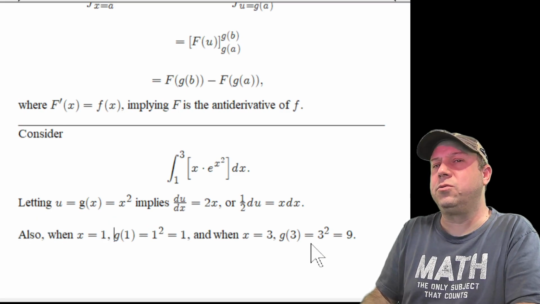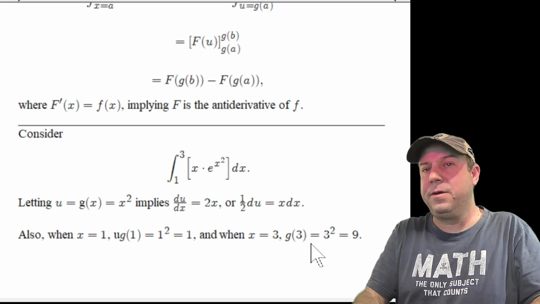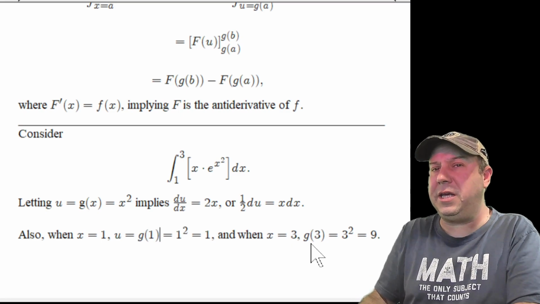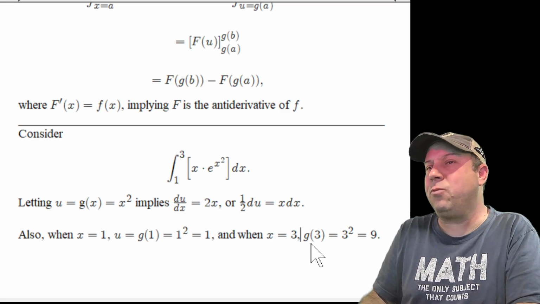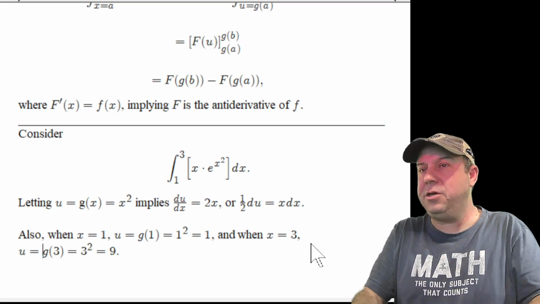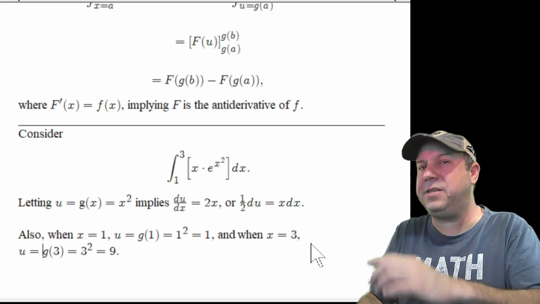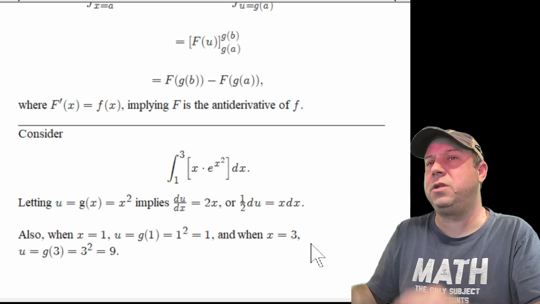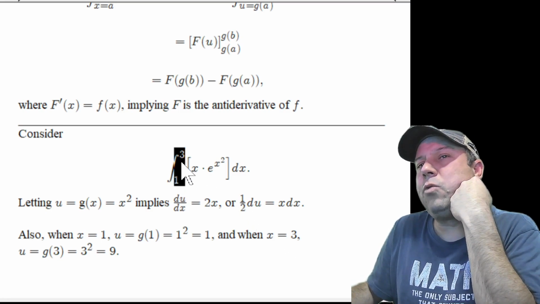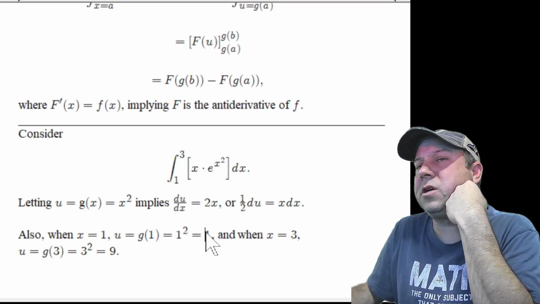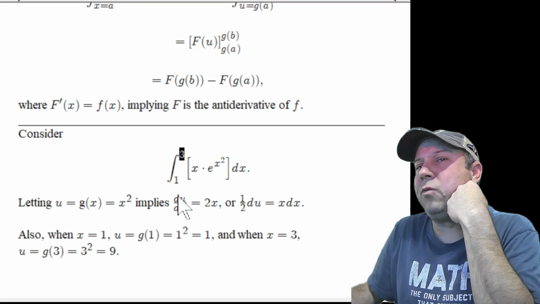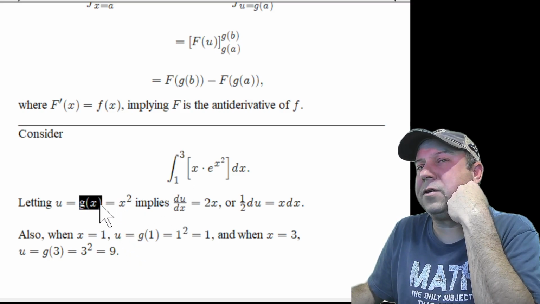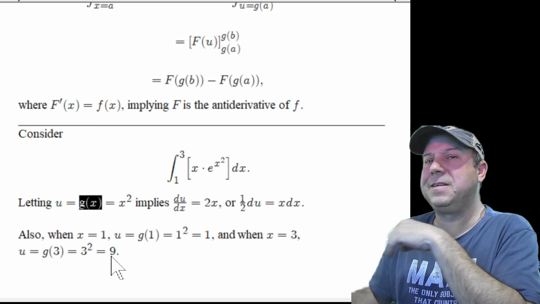Also, when x equals 1, we might point out u is going to equal g at 1, which is 1 squared, also equal to 1. And when x equals 3, u is going to equal g at 3, which is 3 squared, which will equal 9. And when we go to adjust these boundaries, we're going to adjust them with the values of 1 and 9 in place of the values of 1 and 3, substituting these boundaries into this function x squared for g of x.